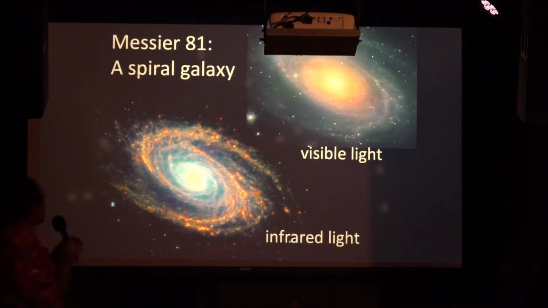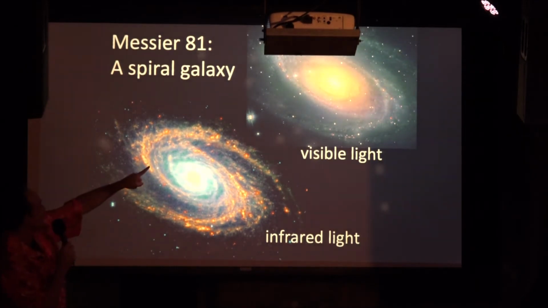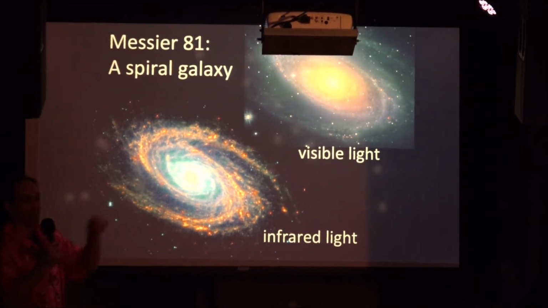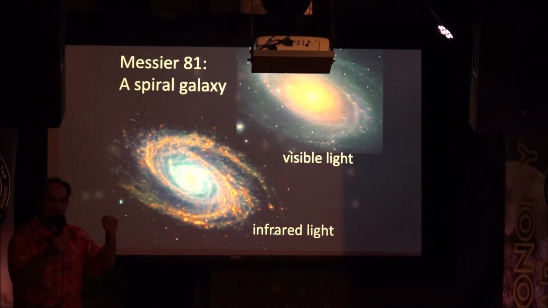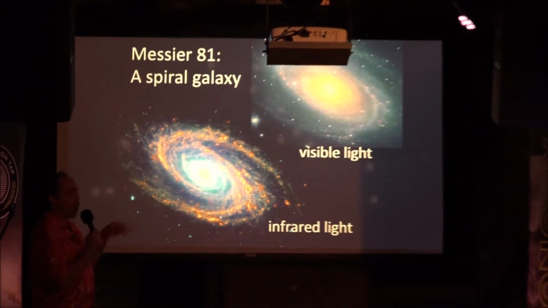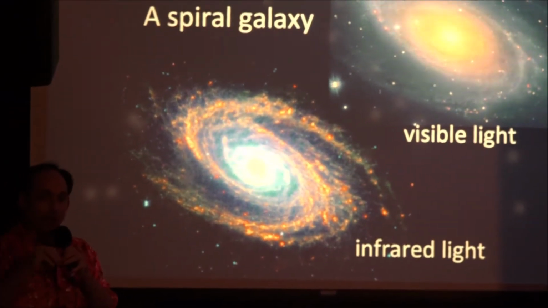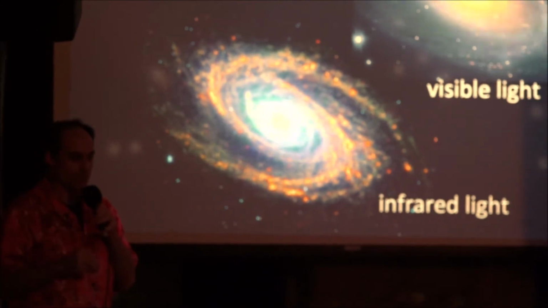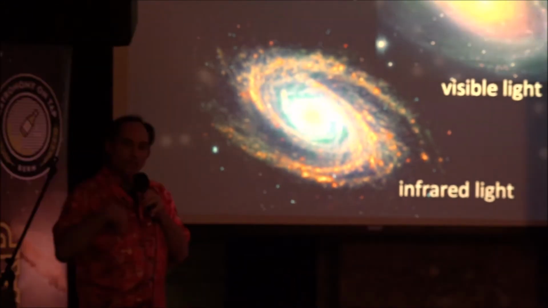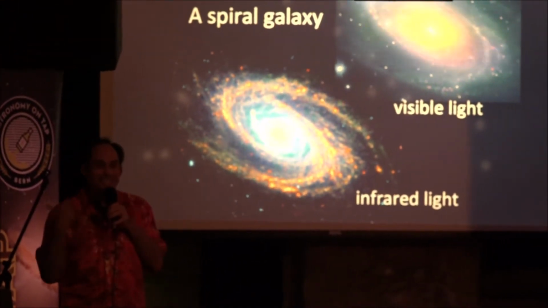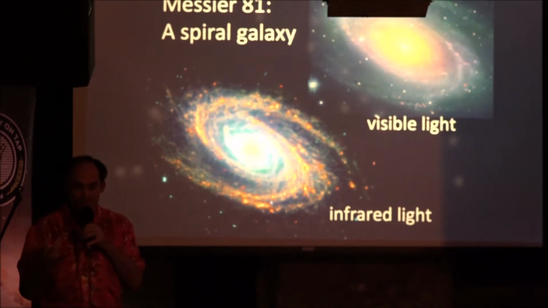Here's a picture of Messier 81, a spiral galaxy. On the upper left is a picture you'd see in a very deep visible band image. When you look at the infrared, all of a sudden all these little hot spots pop up. Those hot spots are all the star-forming regions in these galaxies. So by looking at the universe in different wavelengths, we actually see different things. We learn different things about the universe.